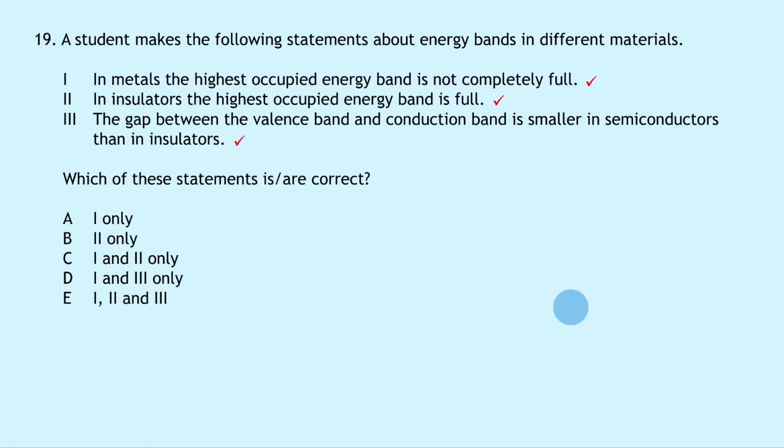And lastly, the gap between the valence band and the conduction band is smaller in semiconductors than in insulators. Well, that is also true because remember in the semiconductors, the band gap between the valence band and the conduction band is small, allowing electrons to jump up from the valence band to the conduction band to move about and conduct. Whereas in insulators, the band gap is so high that the electrons cannot jump from the valence band to the conduction band and conduct. So that means all 3 statements are correct, which gives us the answer E.